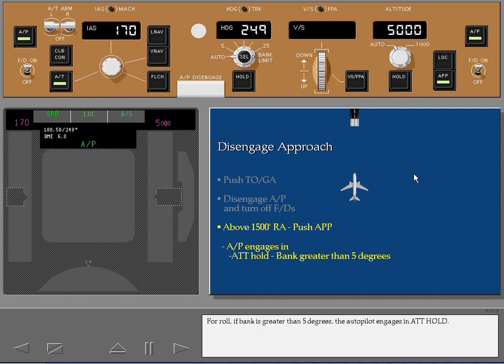For roll, if bank is greater than 5 degrees, the autopilot engages in attitude hold. If bank is less than 5 degrees, the autopilot engages in heading hold or track hold. For pitch, the autopilot engages in vertical speed or flight path angle.